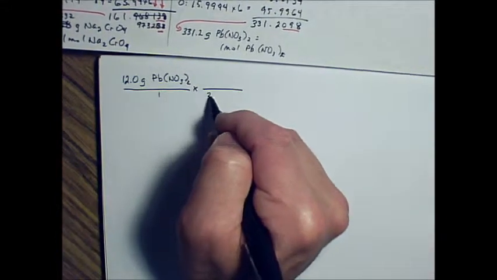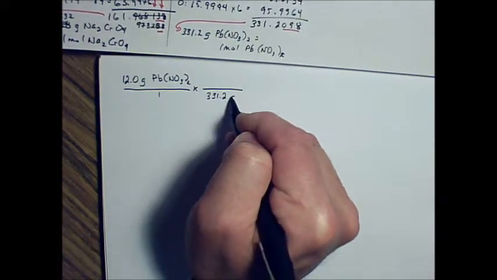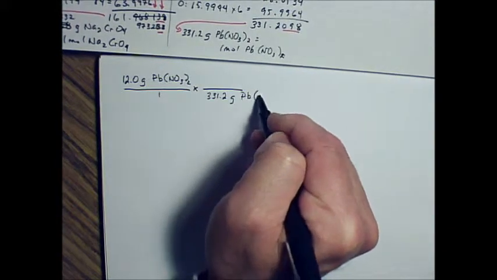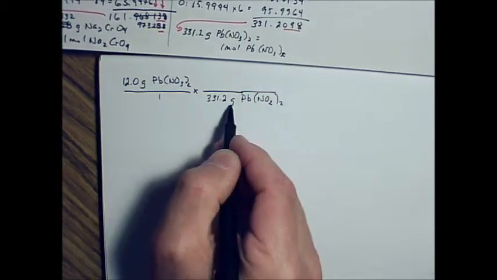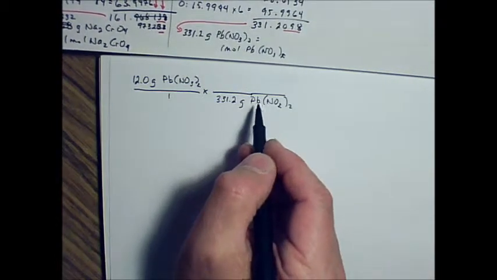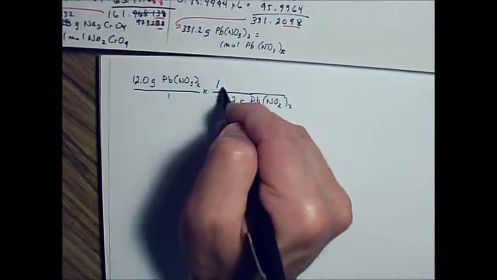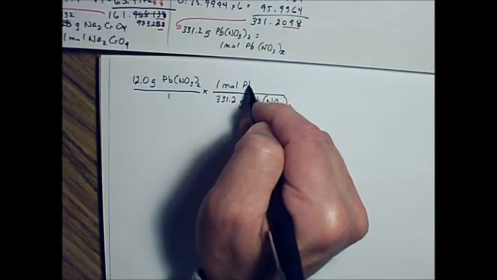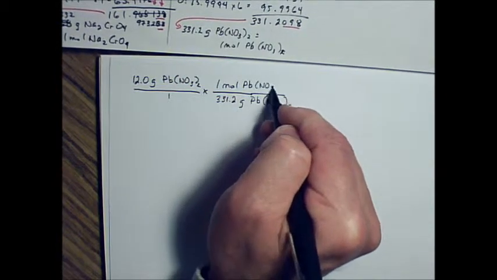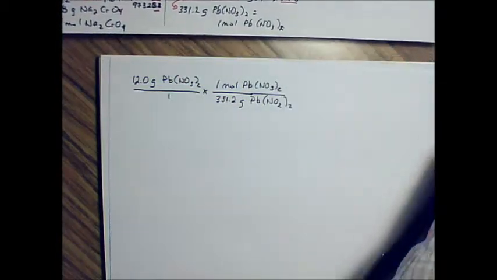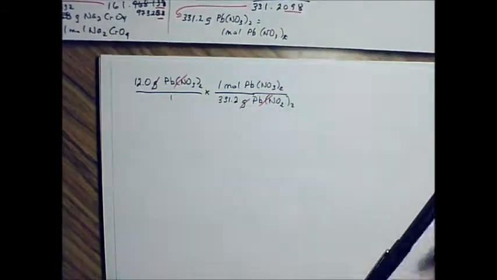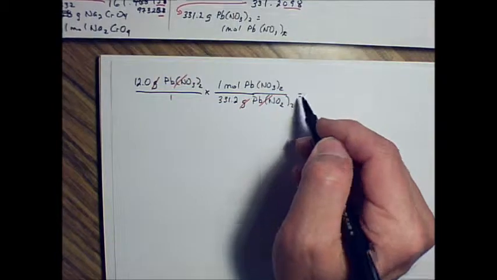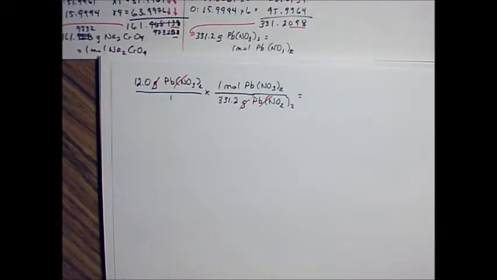So we can put 331.2 grams of lead 2 nitrate on the bottom here. And we're going to do that because it matches the units and species of our starting amount. For the other side of the equality statement, 1 mole of lead 2 nitrate on the top. That allows us to cancel units and species again. So now it's 12 divided by 331.2.